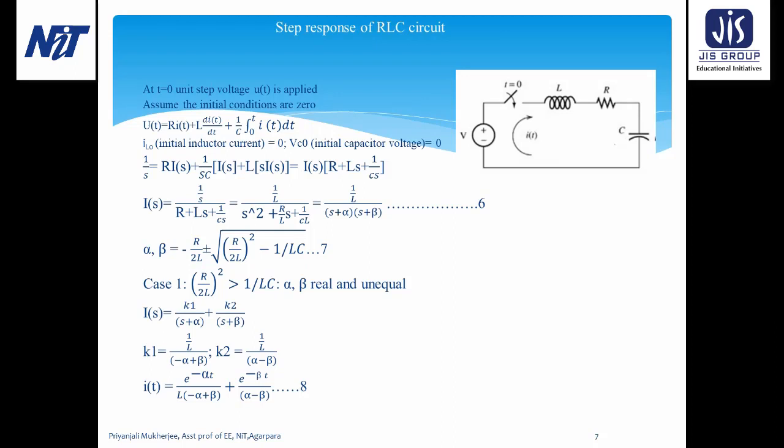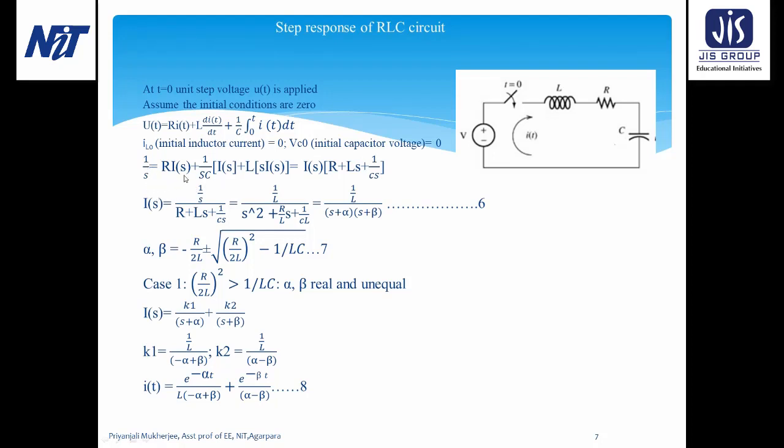Now this is the step response of a series RLC circuit. Here the switch is closed at t equal to 0 seconds, and then the voltage supply is connected to the R, L and C, and we assume that all initial conditions are 0. If we apply KVL, then V into u(t) equals R i(t) plus L di/dt plus 1 by C integral of i dt, equal to u(t), and the initial inductor current is 0 and the initial capacitor voltage is also 0.